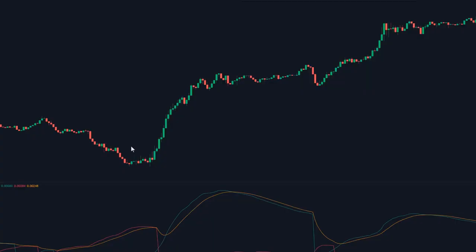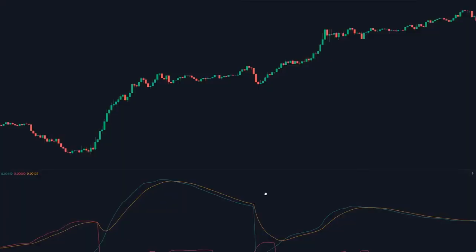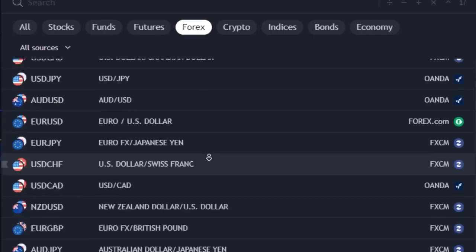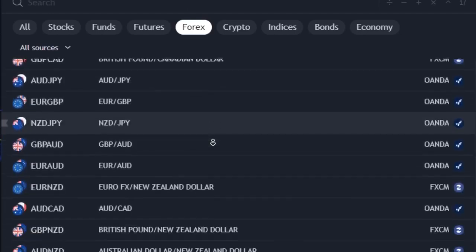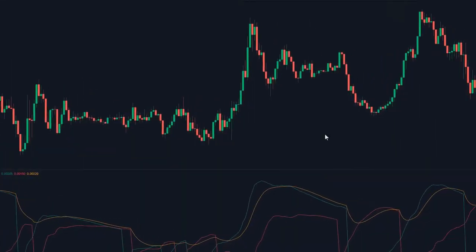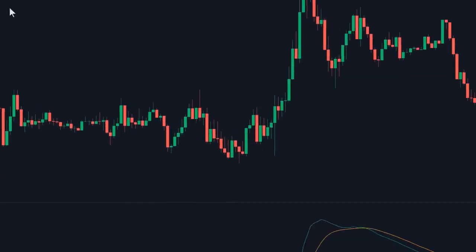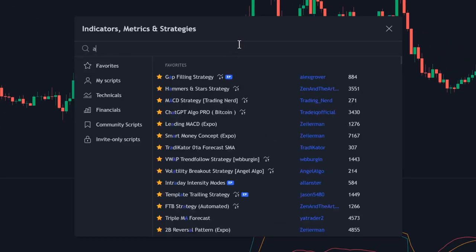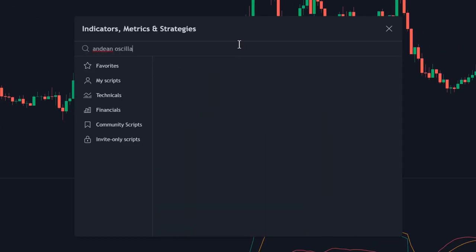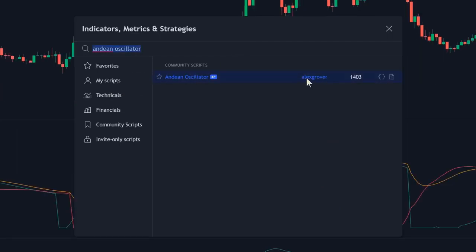Let's get into it. Now, this indicator is called the Andean Oscillator. To add it to your chart, go to TradingView and open any forex pair that you like to trade in any time frame. For me, I'm gonna be using USD CAD. Then click on Indicators, type in Andean Oscillator, and it's gonna be this one by Alex Grover.